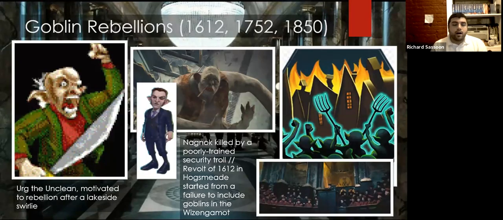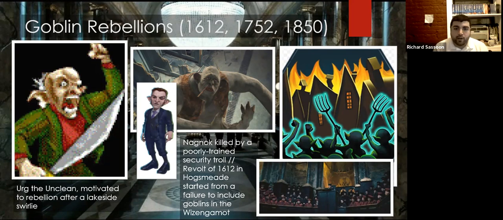We know from Rowling's writings outside of strictly the Harry Potter books themselves, but through her Wizarding World writings that she published online, that there were goblin rebellions in 1612, 1752, and 1850. There are several reasons that are posited for why these different rebellions occur. There's the story of Urg the Unclean, who appears to have revolted after wizards forced his head underwater and nearly drowned him.